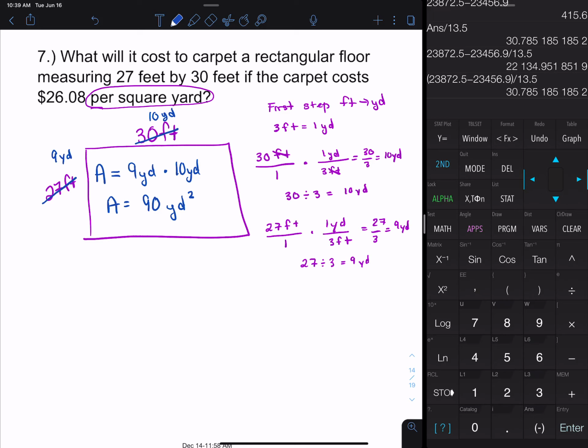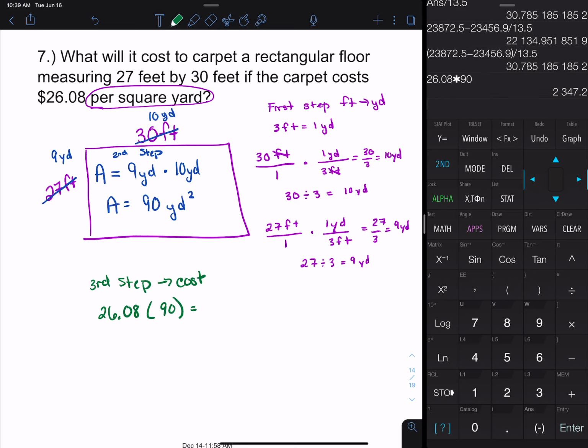Now I can find the cost. So that was our second step. For our third step, we're going to find the cost. So if it's $26.08 per square yard, I'm going to take that amount and I'm going to multiply it by the number of square yards. So if I do that, I have 26.08 times 90. That's going to tell me that I'm going to spend $2,347.20 to carpet this room.